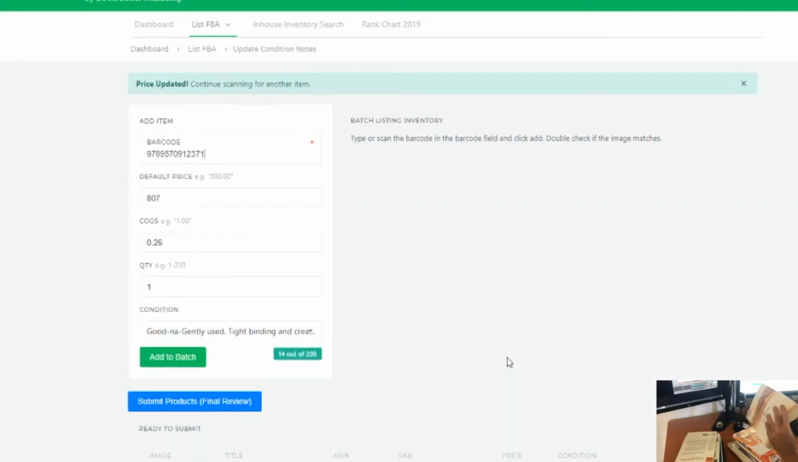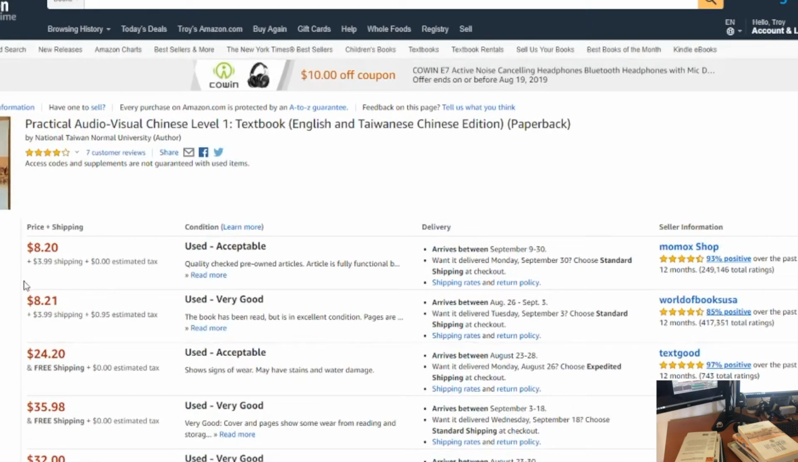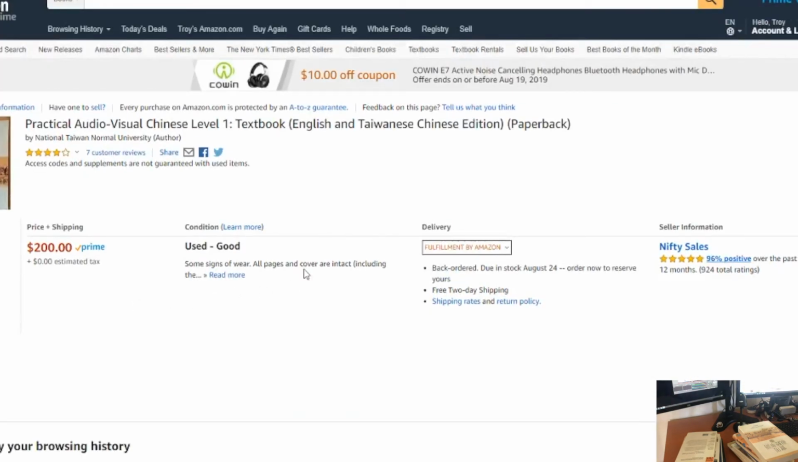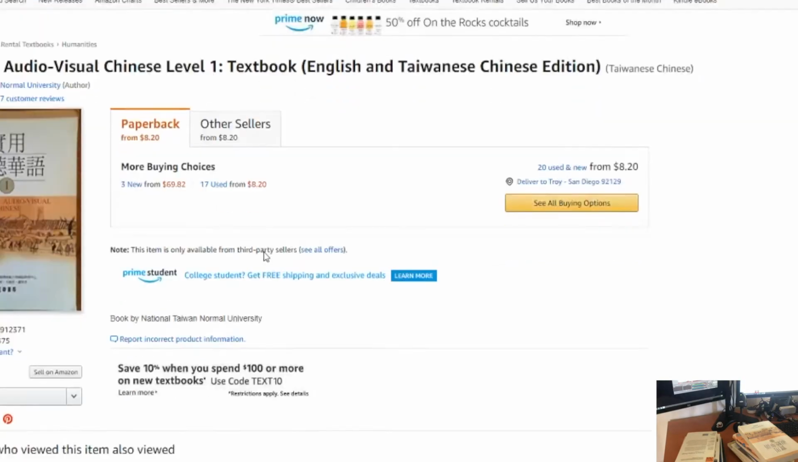Let's scan this one. Oh, okay, so this is a 200 used FBA. I don't know if that's actually, let's look at the actual offers. Look at Prime. Nifty sales, 924, might be a default price for them, I'm not sure. But let's look at the listing itself.